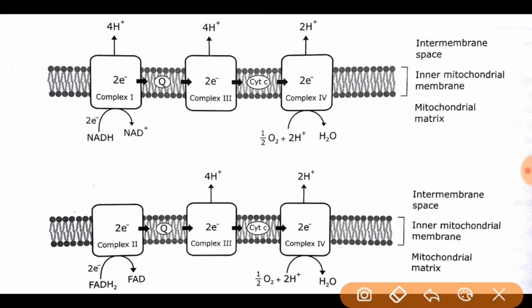Then these 6 protons need to be taken back from the intermembrane space into the matrix, which is done by the ATP synthase complex. So ATP synthase complex will form 1.5 ATP in the case of FADH2. So from one molecule of FADH2 you will be able to get 1.5 ATP.